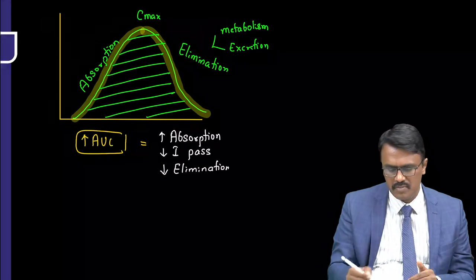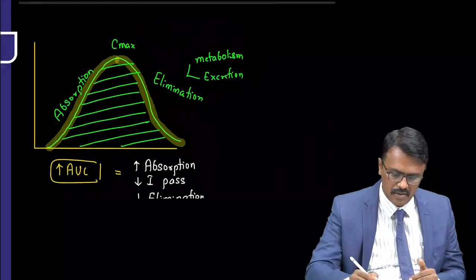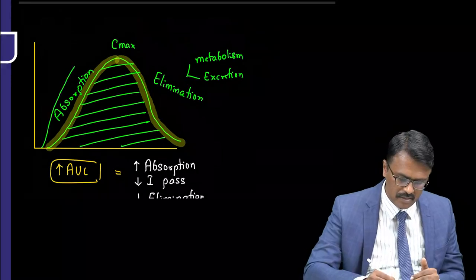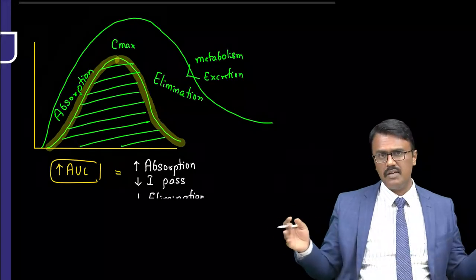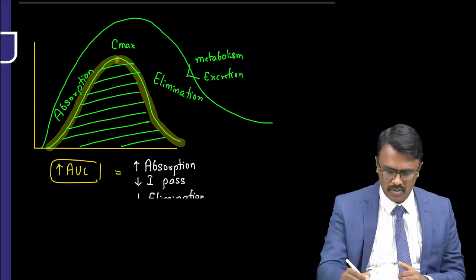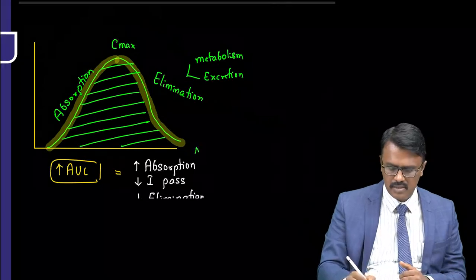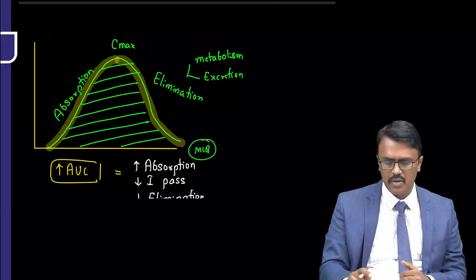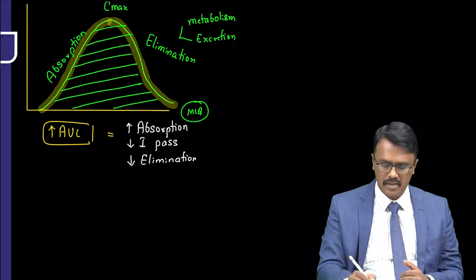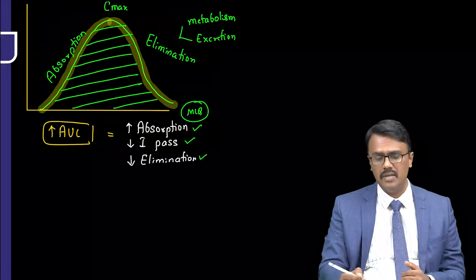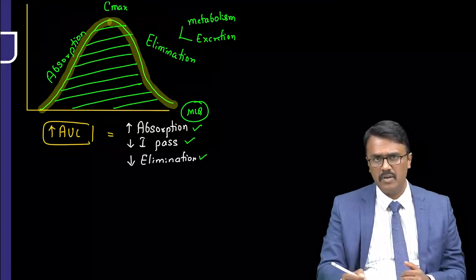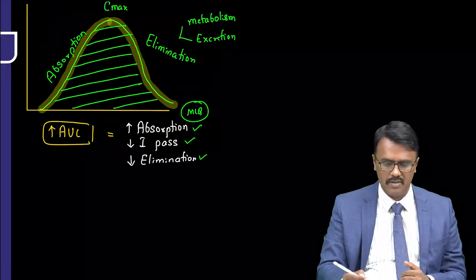So when you increase the absorption, let me trace the graph like this. When you increase the absorption, it will be like this. When you decrease the elimination, it will also be like this. So the area under curve increases. This was a question asked in one of the INICET. That's why I'm telling you how to increase this area under curve. Either increase absorption, decrease the first pass, or decrease the drug elimination by reducing the metabolism or by reducing excretion. So these are the things.